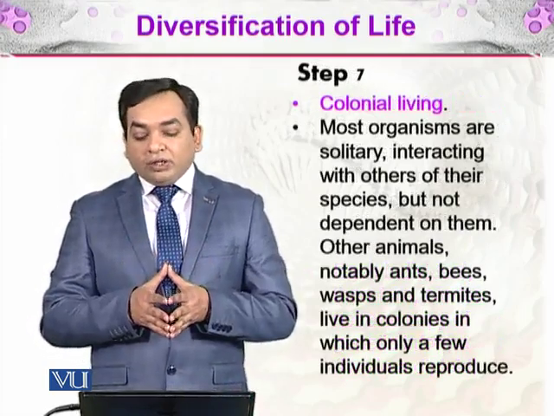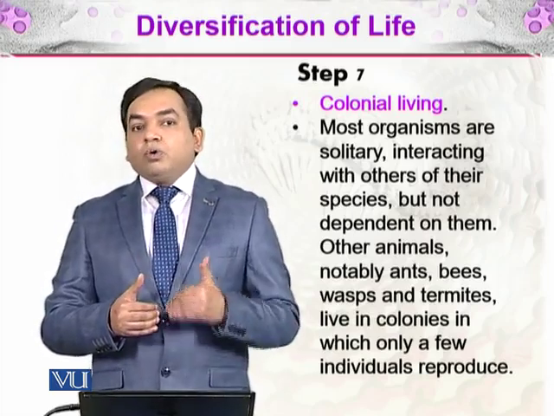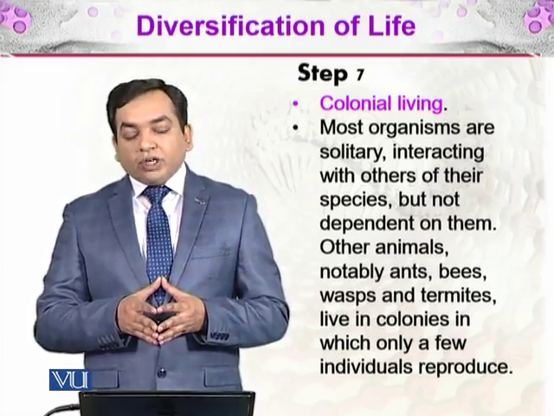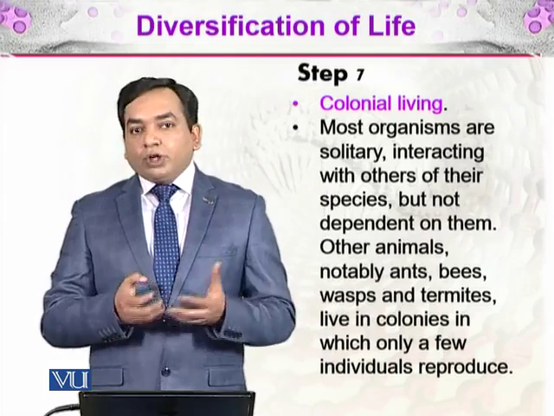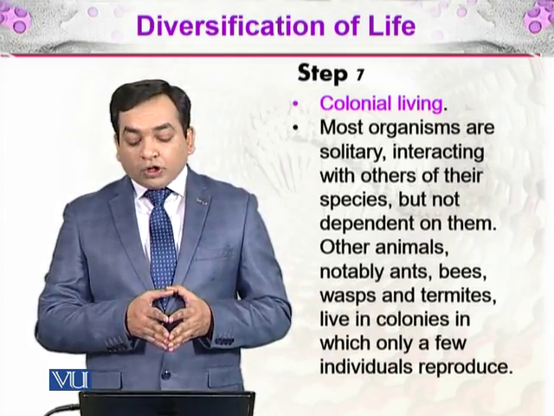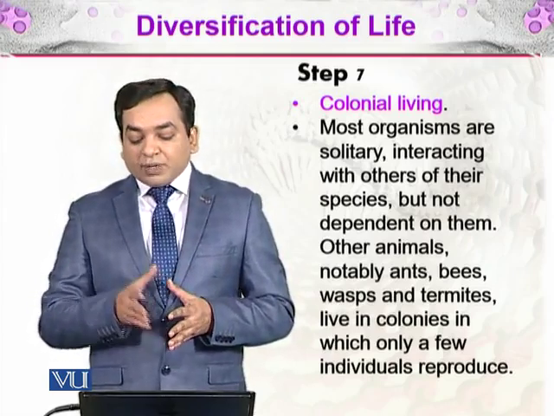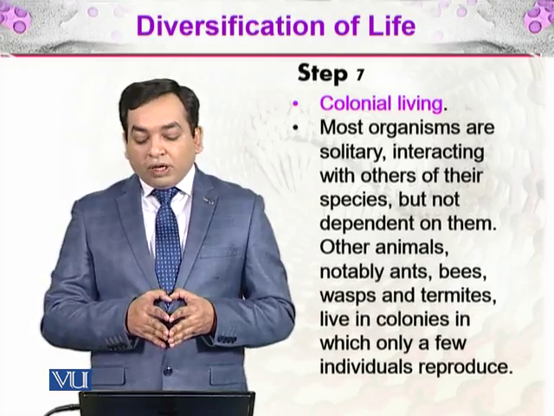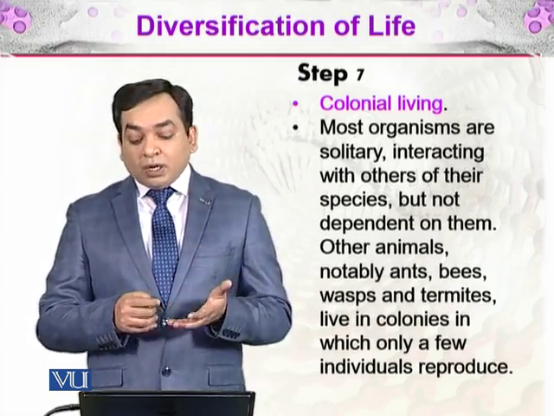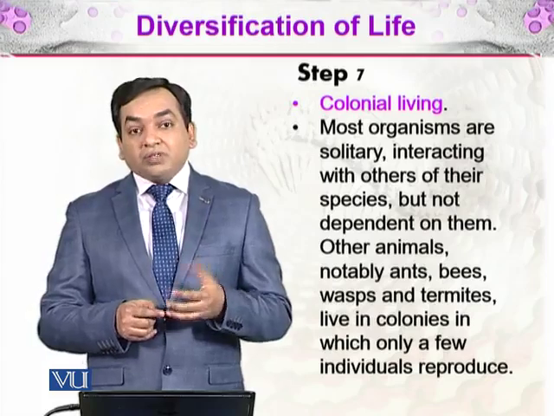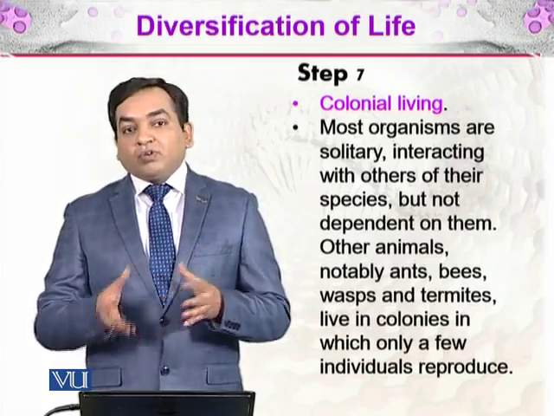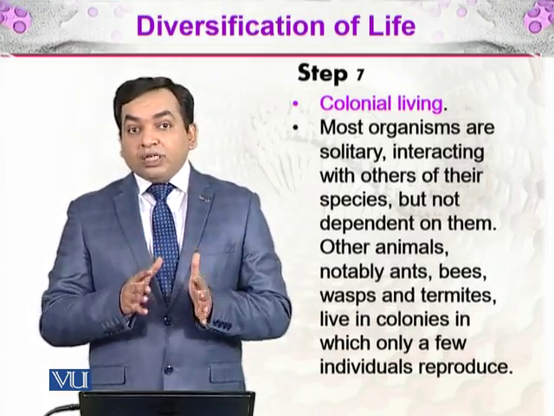And then there is colonial living. There were some organisms that developed colonial living as well. Most organisms are solitary. That means they are living on their own, interacting with others of their species, but not dependent on them. Other animals, notably ants, bees, wasps, and termites, live in colonies in which only a few individuals reproduce. In these colonies, there are queen wasps, queen ants, and queen bees, which are laying their eggs. Others are just workers who help them, and there are the males which are responsible for the reproduction with the queen. And all of these make a colony, right?